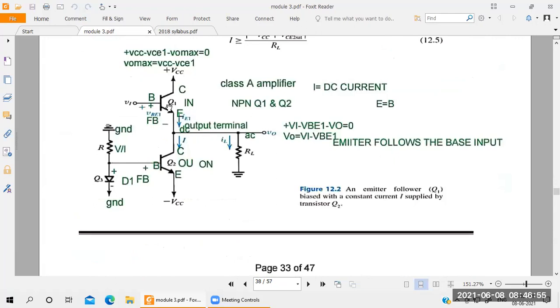They have connected two transistors here, Q1 and Q2. Q2 is in order to drive the Q1 transistor. Q1 is the output transistor here. Q2 is a driver transistor. Understood? Input is applied to the output transistor. For Q2 they have taken biasing using the resistor and diode. Q2 will generate the DC current, but Q1 will generate the AC current.